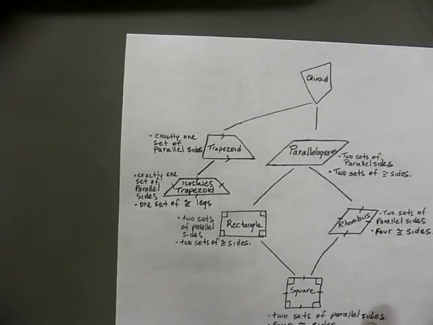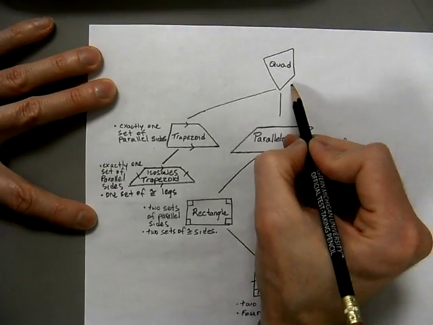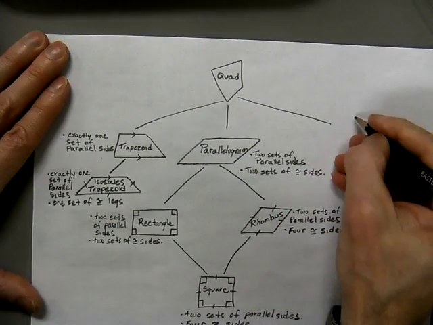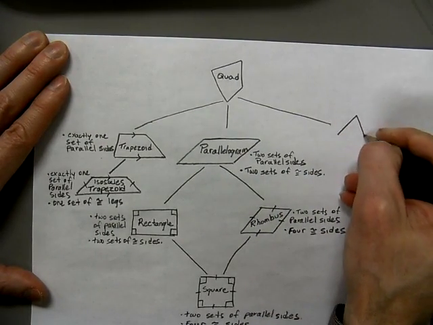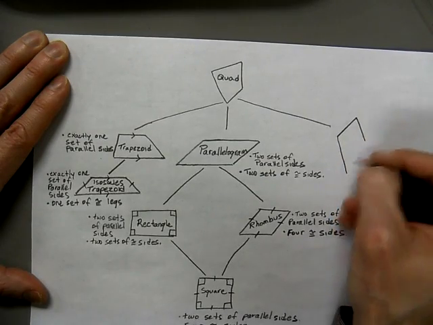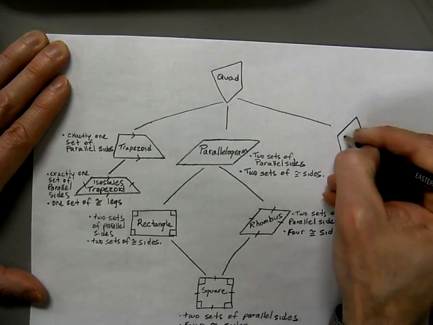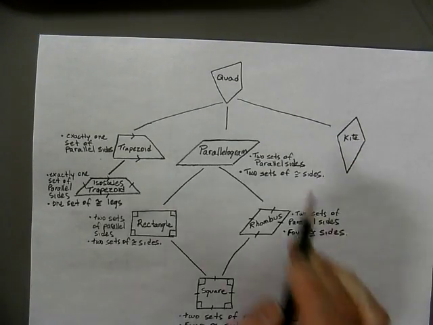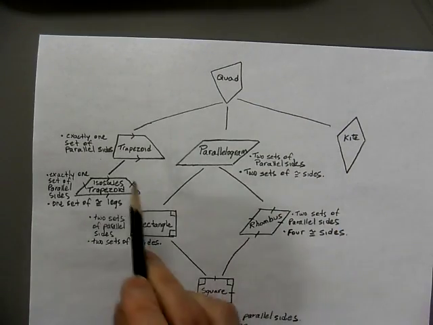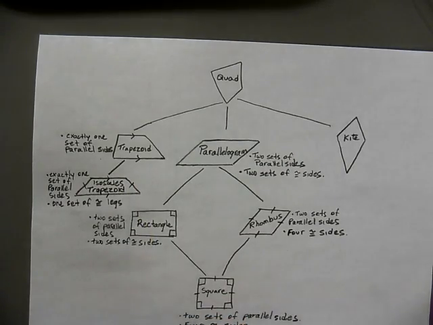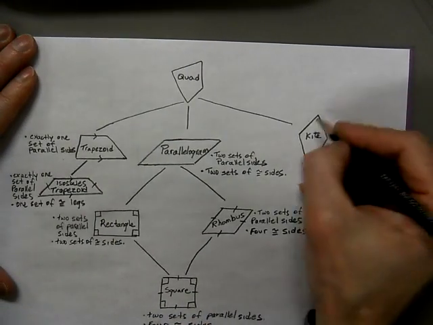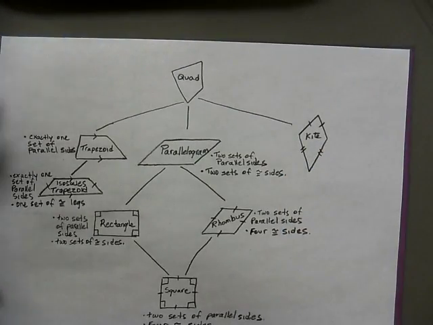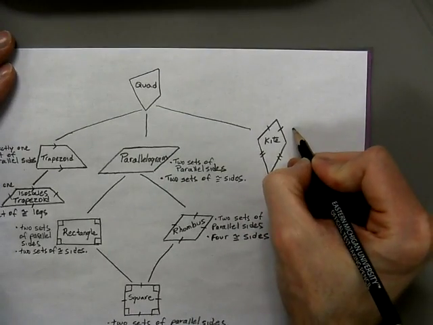Alright. Then one last one to talk about. Over here, we have a kite. A kite is not a parallelogram, so it's not on the same link as that. It's not a trapezoid, so it's not on the same link as that. We have two sets of consecutive sides congruent.